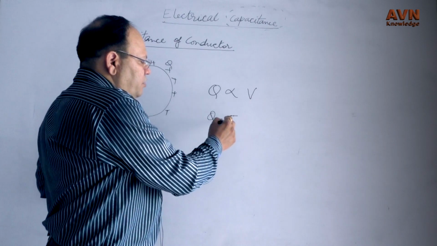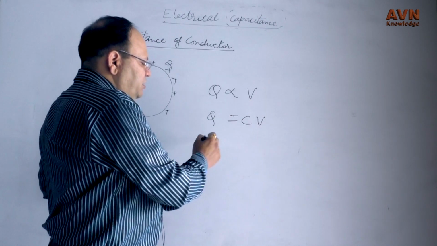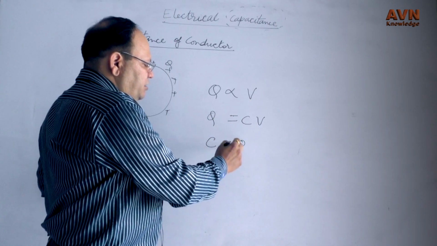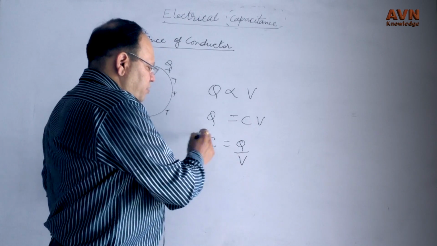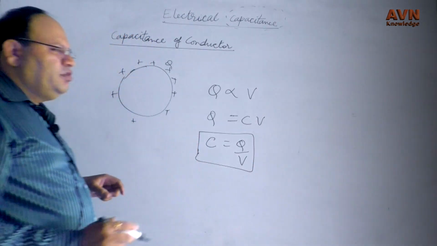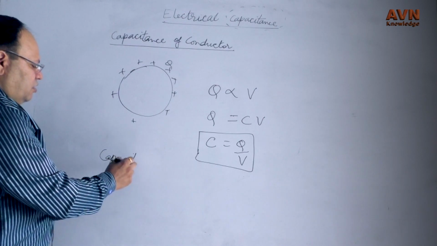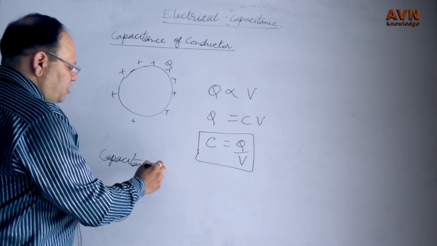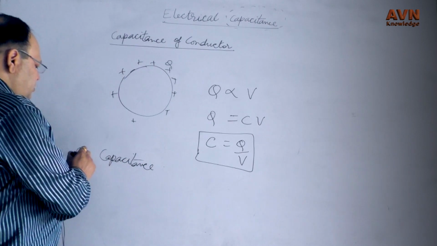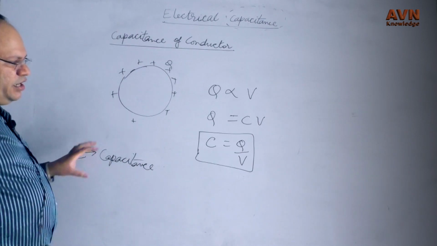So Q equals C times V. C is a proportionality constant, and C equals Q upon V. What is this C? C is a constant that is called the capacitance of the conductor.